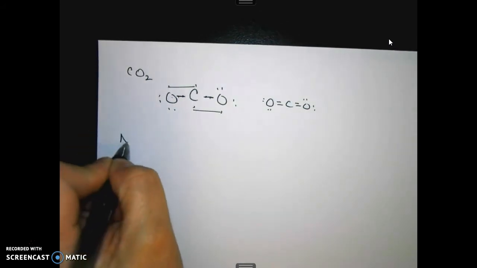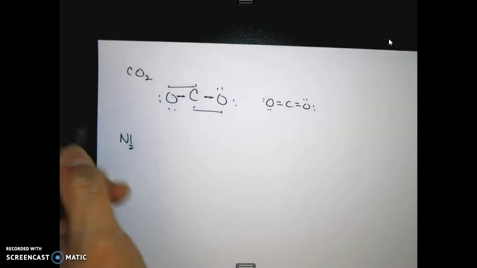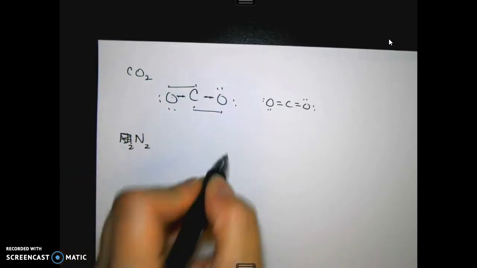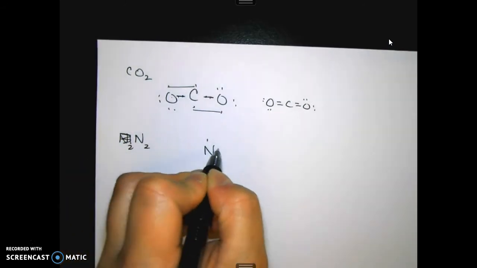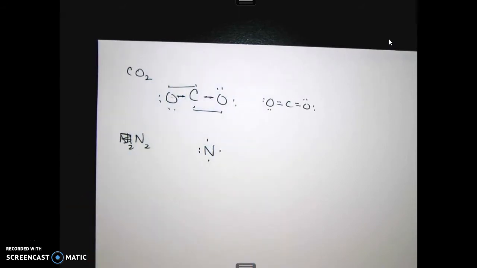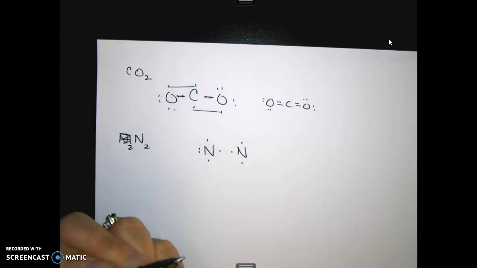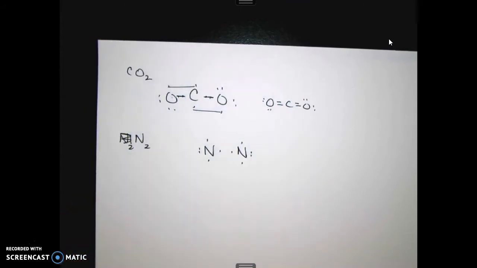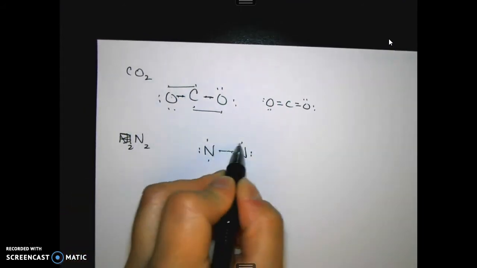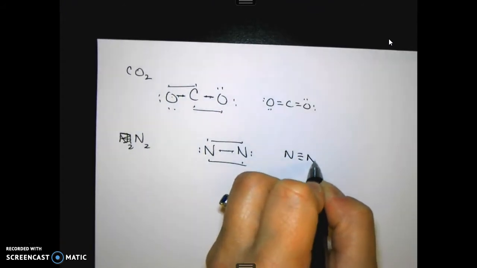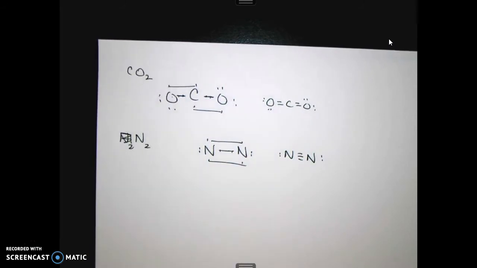Next one we had was N2, just N2. So nitrogen has that 5-electron arrangement, each of them. So we're going to direct the singles towards each other, keep the lone pair away. So 1, 2, 3 is where we're going to have to do the triple bond. You show them like that, and don't forget Lewis structures require non-bonding electrons to be shown.